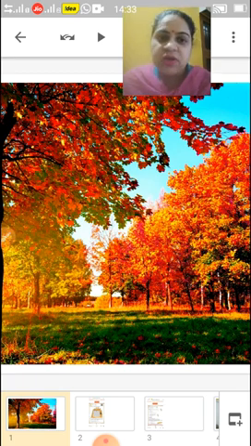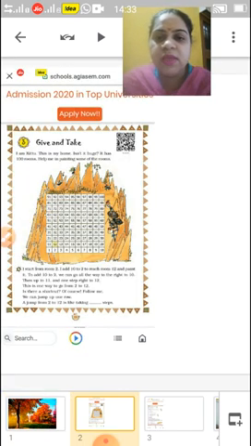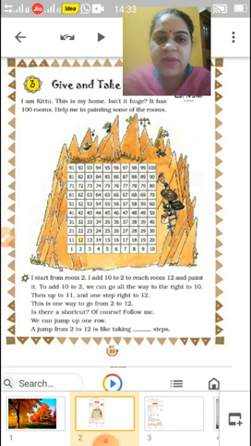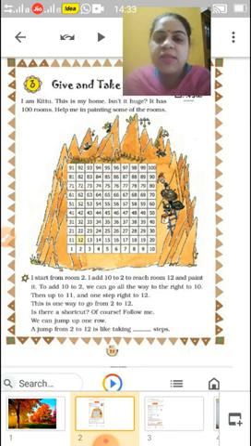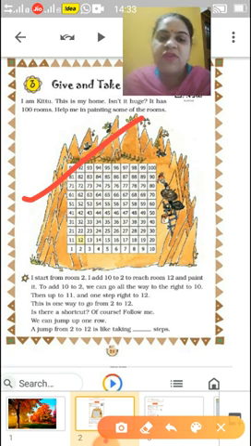Okay children, so let's start with our chapter Give and Take. Now let's read. I am Kittu. This is my home. Isn't it huge? It has 100 rooms. The boy Kittu is telling that this is his home and it is huge.